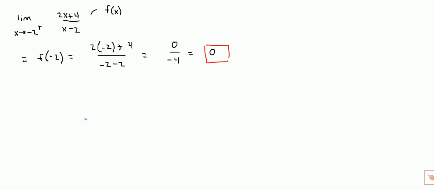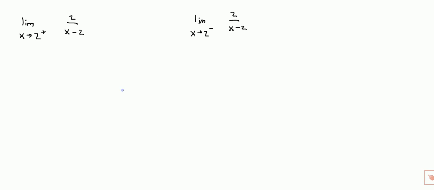So you might think in general it doesn't matter what side you come in on, but that is not true. So let's do this example. We're going to do two different limits. Limit as x approaches 2 from the right of 2 over x minus 2, and then the same function, but the limit as x approaches 2 from the left. So let's graph this one. Okay, this is a hyperbola.